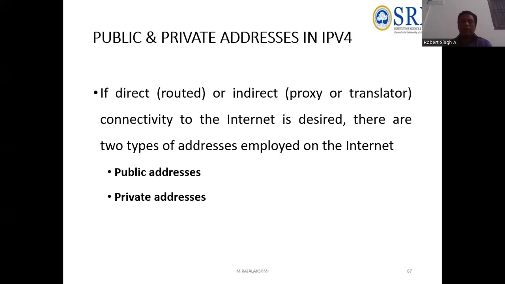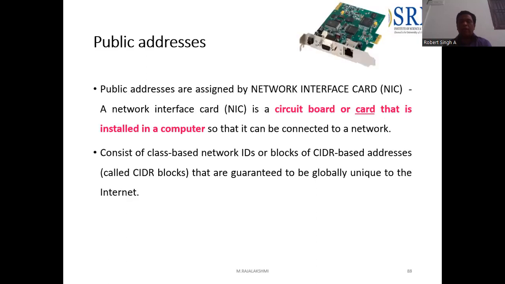So what is the difference between the public and the private address in IP version 4? Suppose direct or indirect connectivity to the internet is desired. There are two types of address we are using. One is a public address, another one is a private address. Public addresses are normally assigned by the network interface card, simply called the NIC. The NIC is a circuit card installed in the computer. With this NIC card, we can connect to the network.